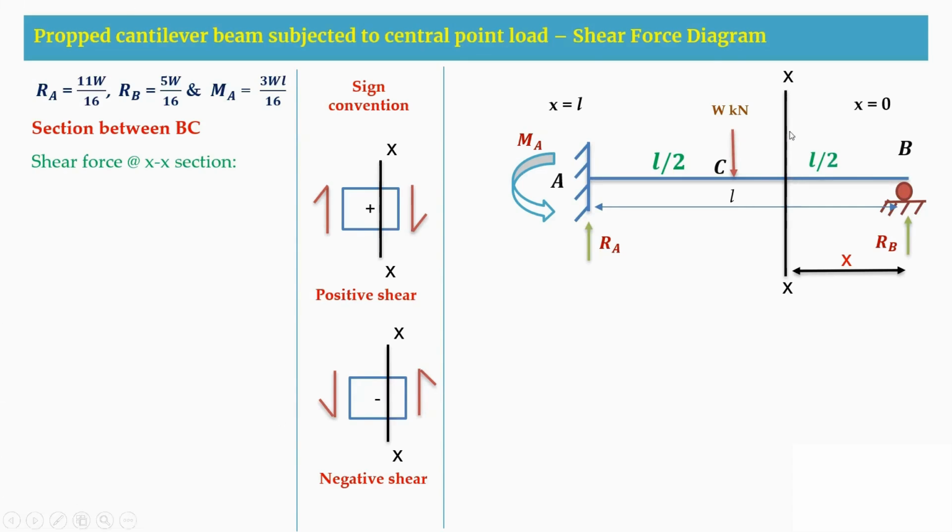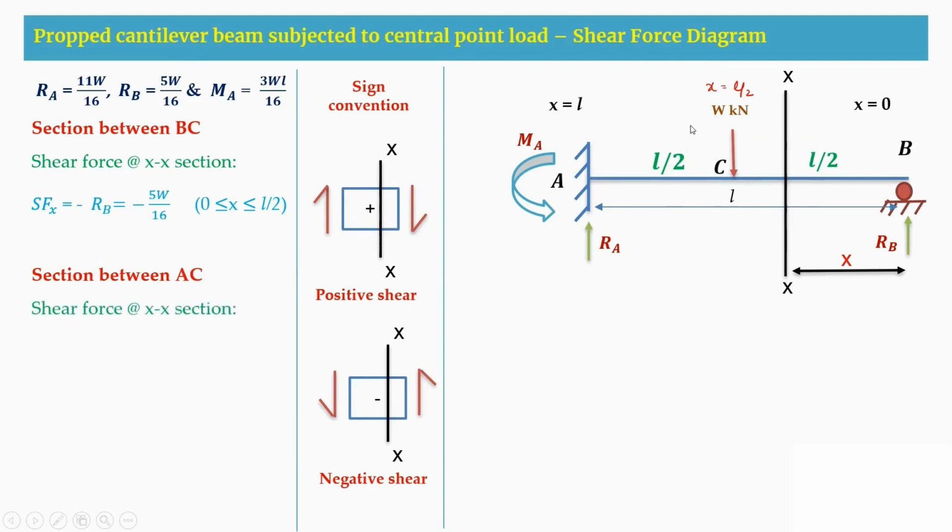Now when we write the shear force at this XX section, the RB reaction is in the anti-clockwise direction, therefore it is minus RB. So the shear force at X section will be equal to minus RB, and RB is 5W by 16. Therefore, it is minus 5W by 16. This limit is from X equal to 0 to X equal to L by 2. So this distance here is L by 2, up to this limit.